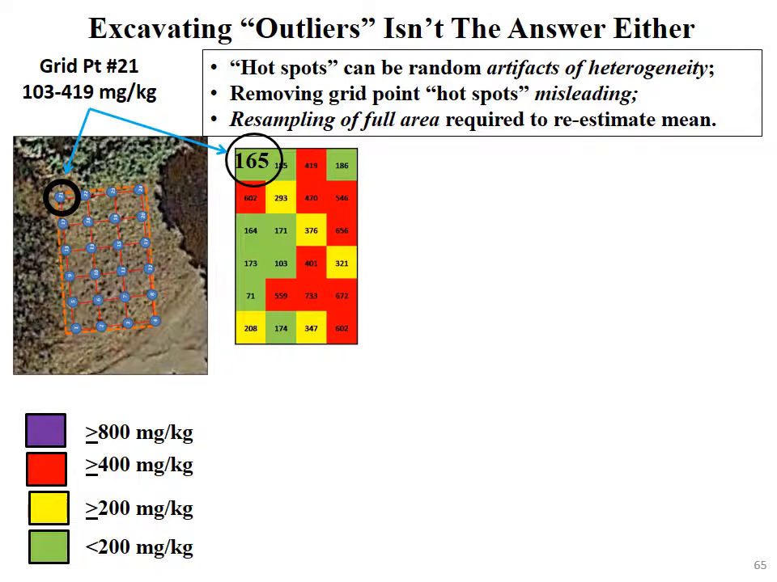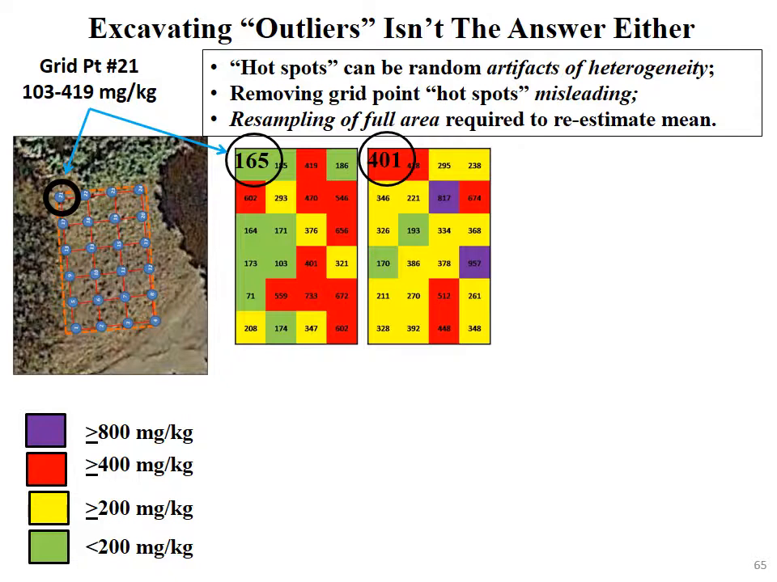You go back to the same site, collect a different set of discrete samples from the same grid points like we talked about before, and all of a sudden you have a completely different pattern of contamination in the area. So excavating out hot spots based on discrete soil sample data can be highly misleading and erroneous.